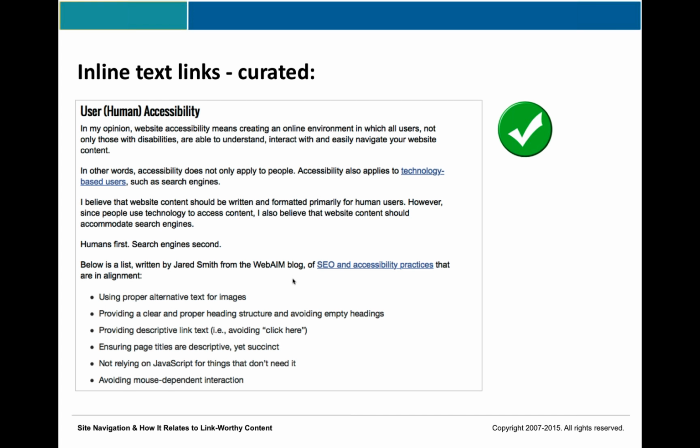The longer the article, let's say it's a blog post, the more inline text links you can put in because you have content. The shorter the article, the less inline text links you can use. These are curated text links. The author should be the one adding the inline text links.